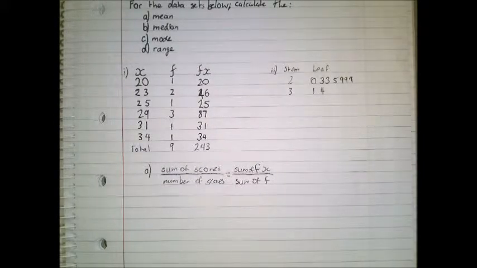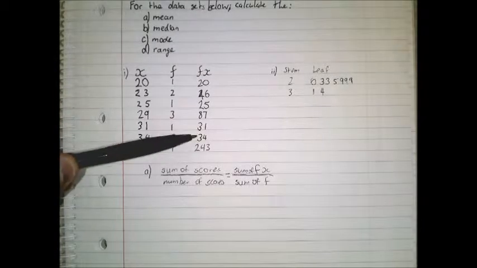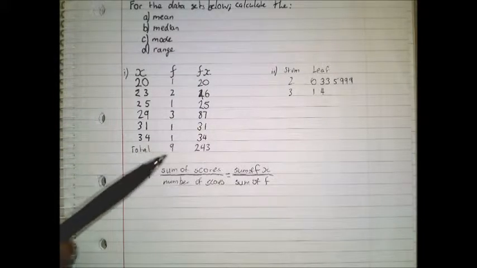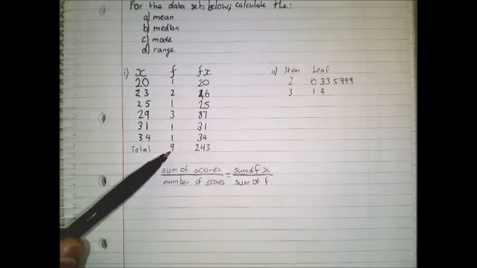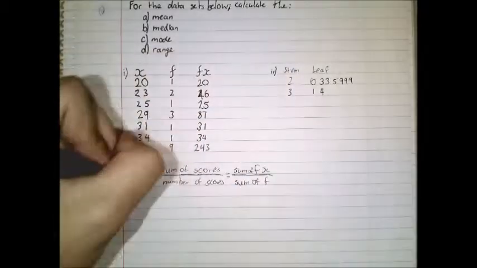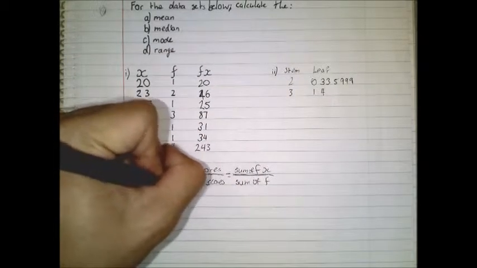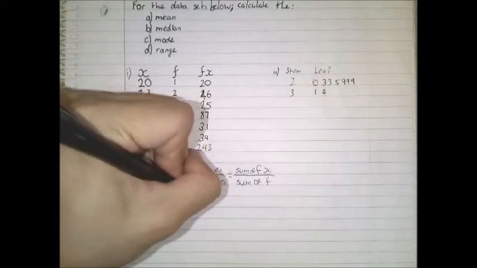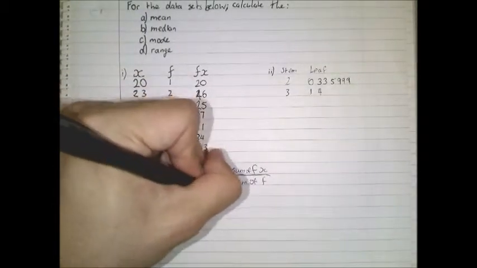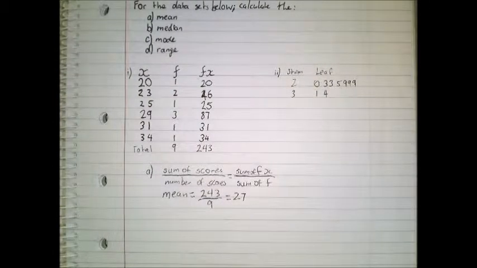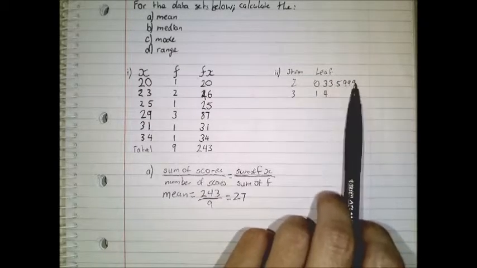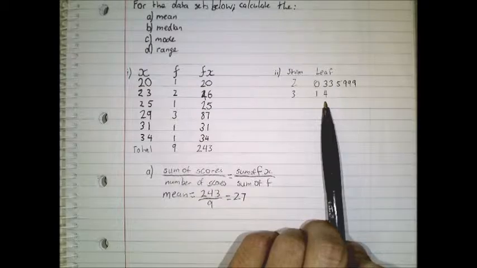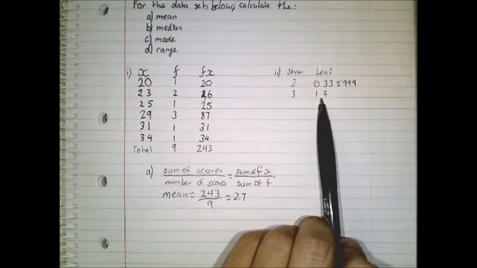So what we can do to calculate that is add up all of our fx column, which is 243, and divide that by the number of scores, which is 9. So in this case our mean will be equal to 243 divided by 9, which is equal to 27, meaning that the mean score has a value of 27. In the stem and leaf plot, we would do it the same way. We would just add up all of our individual numbers and then divide it by 9, or the amount of numbers in the data set.